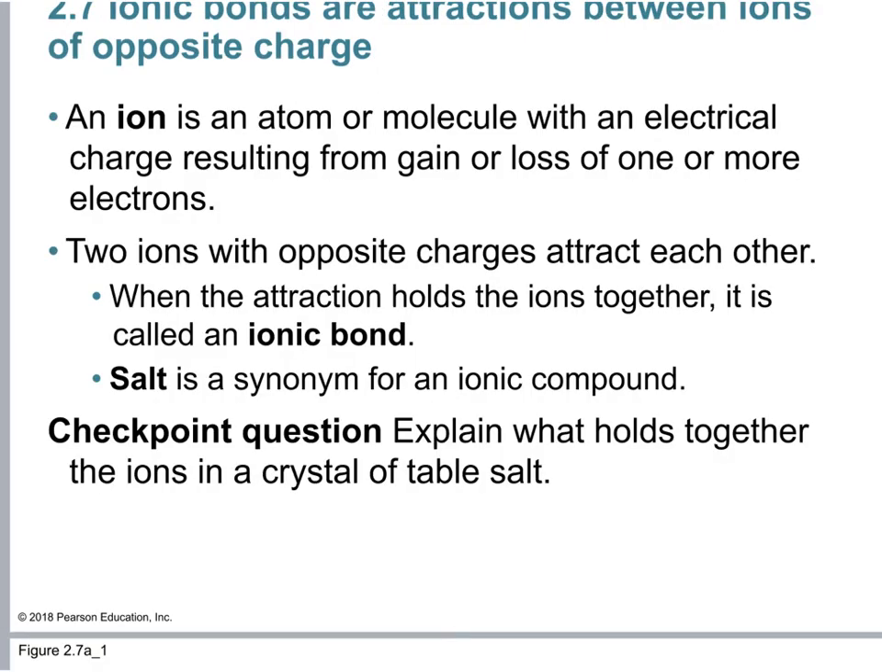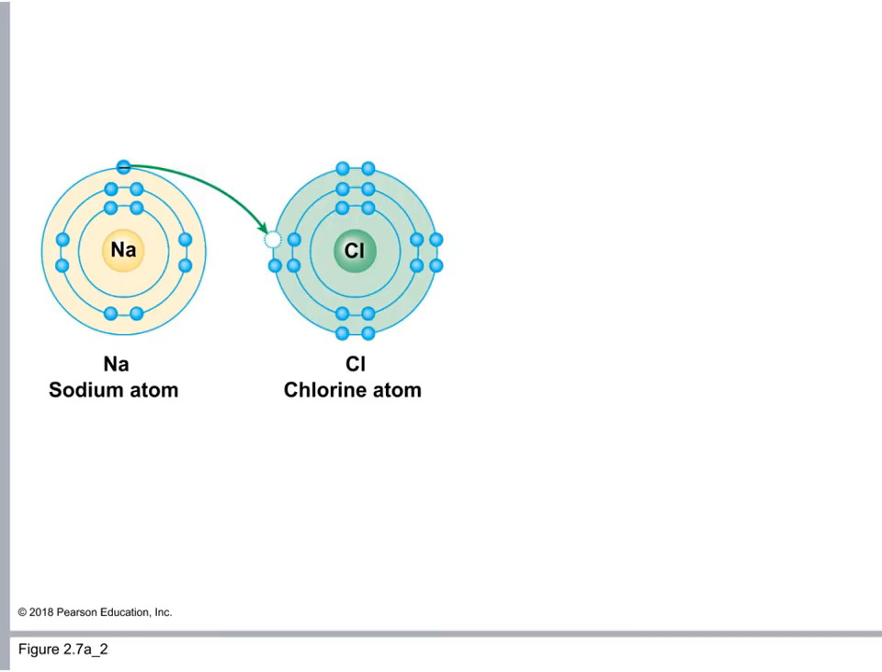An ion is an atom or molecule with an electrical charge resulting from gain or loss of one or more electrons. Two ions with opposite charges attract one another, and when that attraction holds the ions together, it's called an ionic bond. A salt, for example, is an ionic compound, NaCl. So in this example, you've got Na and Cl, sodium and chlorine. Their ions are attracted and they bond to form a compound because, as I mentioned earlier, their outer valence electron shell is not completely full without one another.